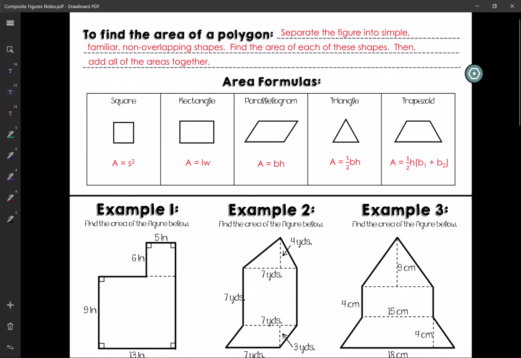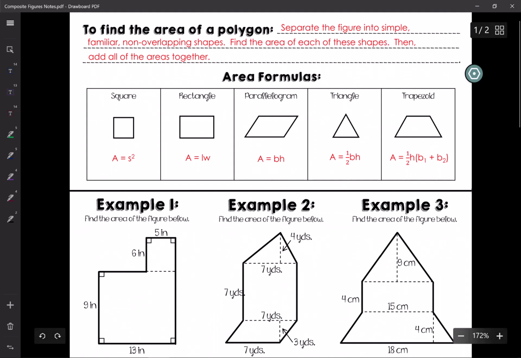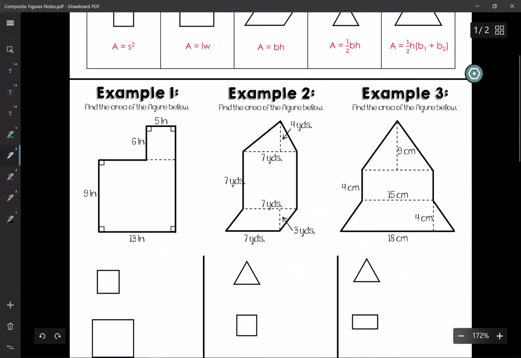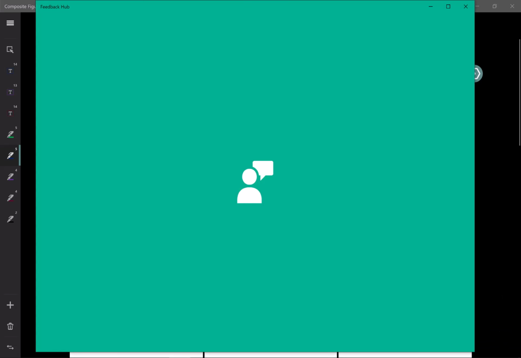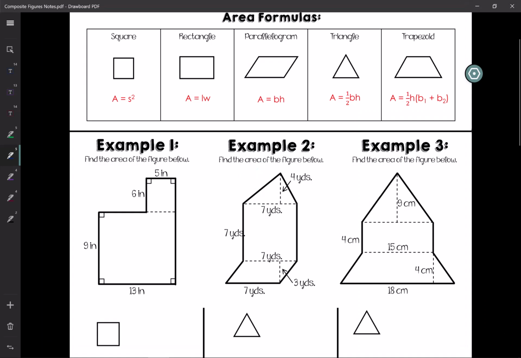the algorithm for finding the area of a polygon is up there in the top. It states that you just separate the figure into simple, familiar, non-overlapping shapes and then find the area of each of these shapes. Then you add all the areas together. Essentially, composite figures or irregular figures are just shapes that we don't have a direct formula for, but rather ones that you can split into smaller, more familiar shapes.